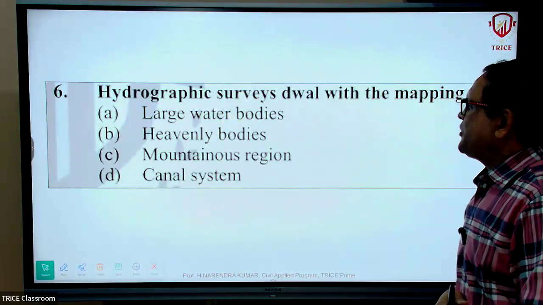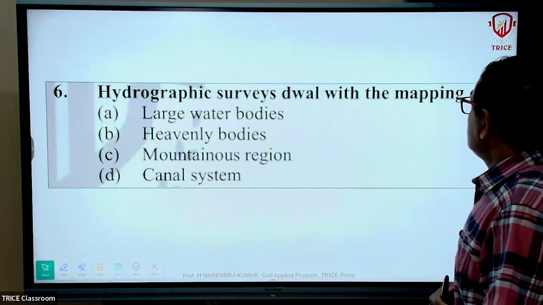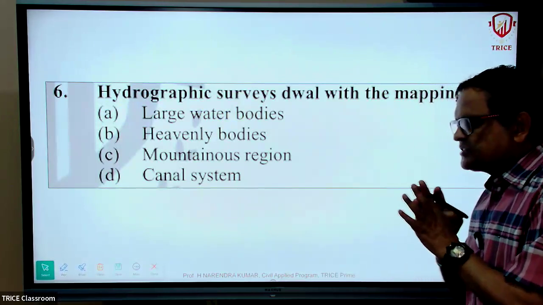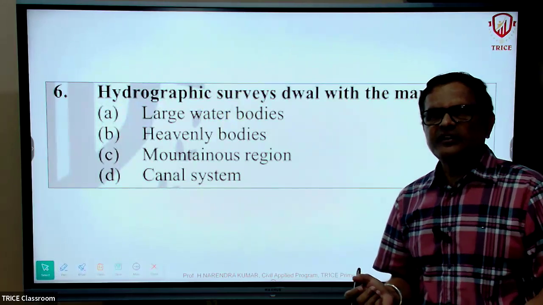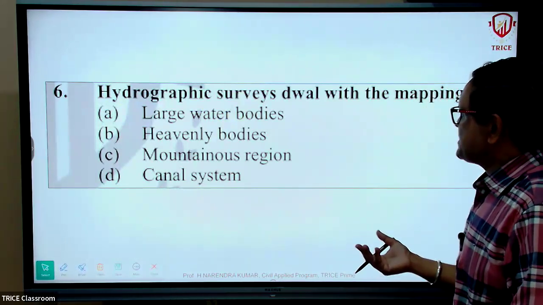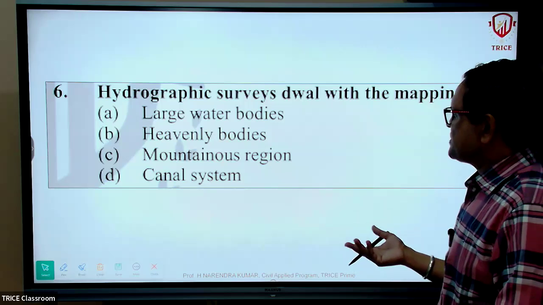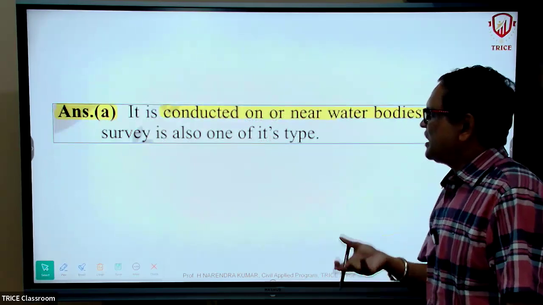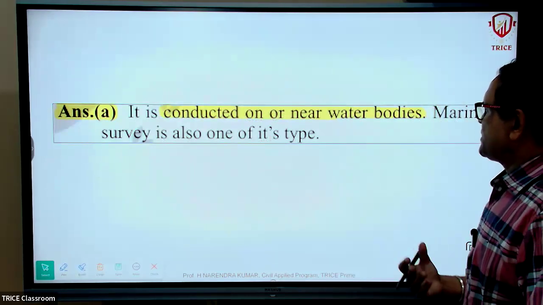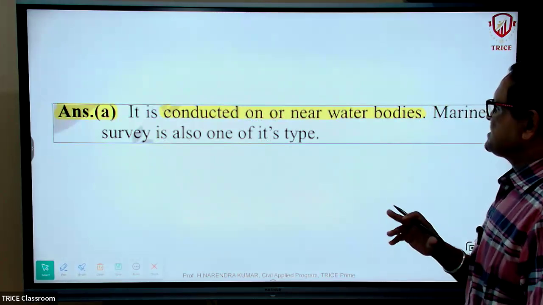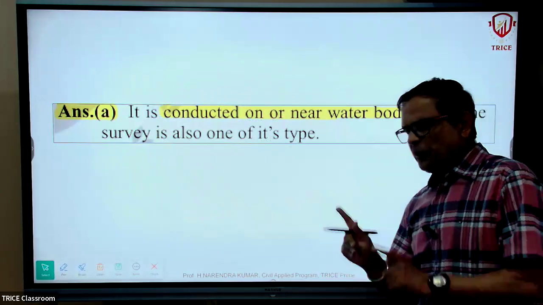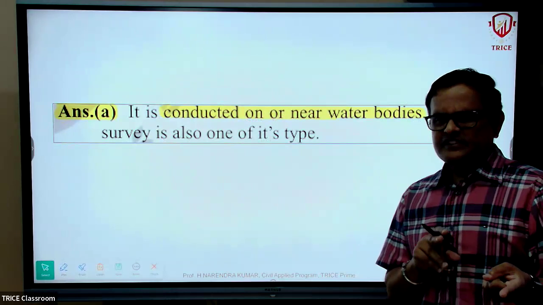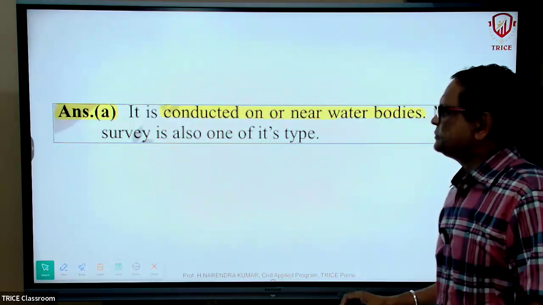Number 6, hydrographic surveys deal with the mapping of what? The name itself gives you an idea: it is related to water. There are 4 options here: large water bodies, heavenly bodies, mountainous region, canal system. I can easily choose the answer because hydro means water. Answer A. It is conducted on or near water bodies. Marine survey is also one of its types. Marine survey is part of the hydrographic survey. Sometimes we use hydrographic surveying or sometimes marine surveying, one and the same.